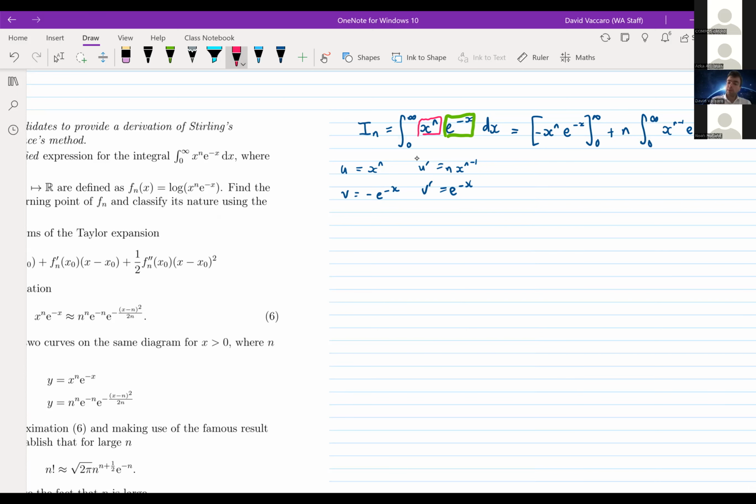When I substitute in my upper limit, I think you should agree with me that the exponential decays faster than the x to the n grows. If you don't believe me, then remember, if x is bigger than 0, e to the x can be written as an infinite expansion.